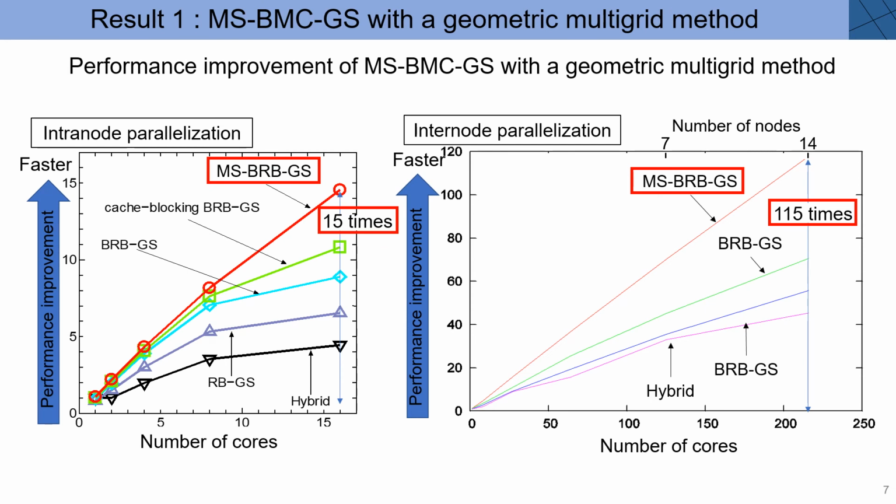These graphs show the performance of a geometric multigrid method with MS-BMC-GS. The left graph shows the performance with OpenMP intranode parallelization, and the right graph shows it with MPI parallelization. With each parallelization, MS-BMC-GS shows the best performance compared with existing smoothers. With the intranode parallelization, MS-BMC-GS shows a 15-times performance improvement over the sequential Gauss-Seidel smoother on 16 cores. With the internode parallelization, MS-BMC-GS shows a 15-times performance improvement on 216 cores.